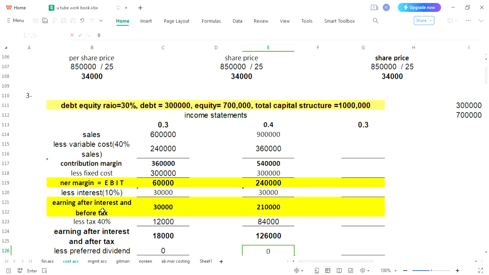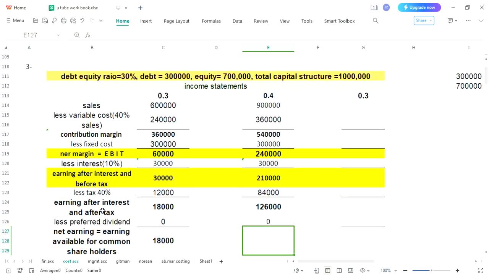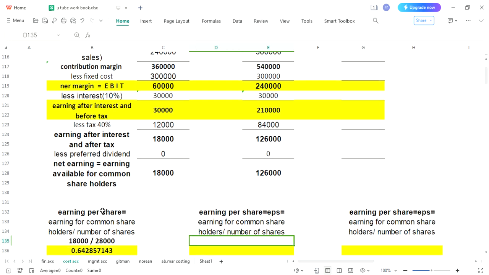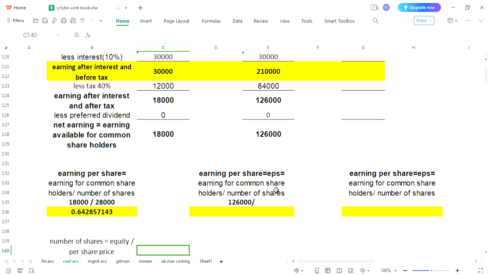No preferred dividend is present. So finally we are at the stage to calculate earning for common shareholders. It would be calculated by subtracting preferred dividend from previous earning, 126,000 earning after interest and tax, and you will subtract your preferred dividend. So we have got our final earning, after which it's time to calculate your earning per share, for which you need earning available for common shareholders. We have just calculated 126,000, and it would be divided by number of shares, for which we will just copy it from the previous part.